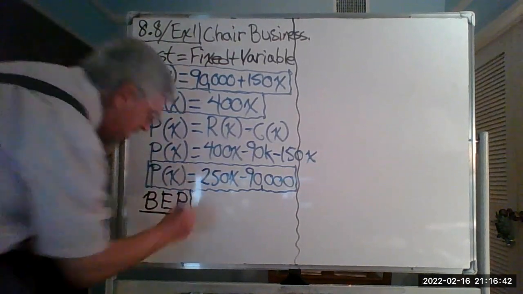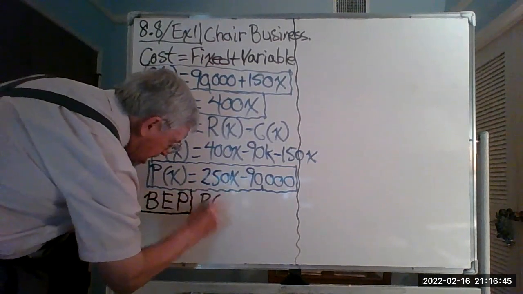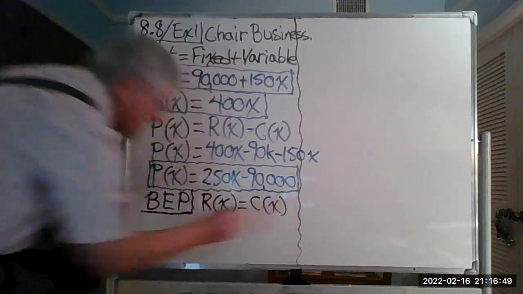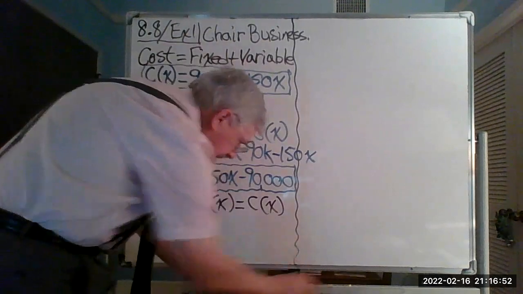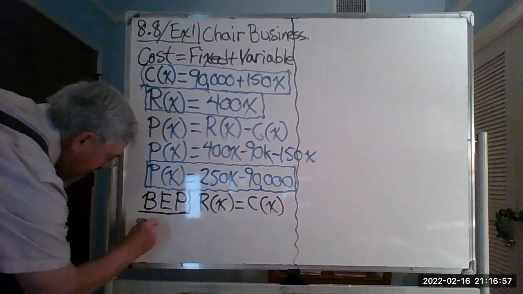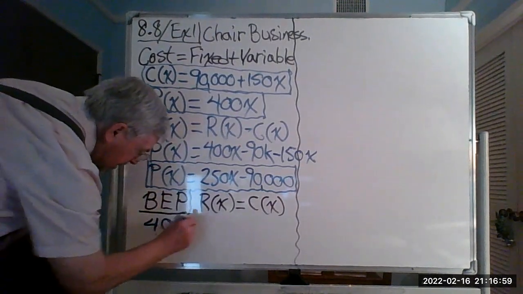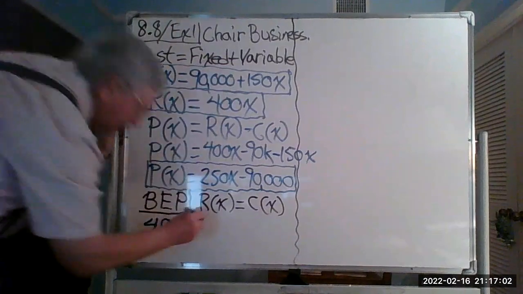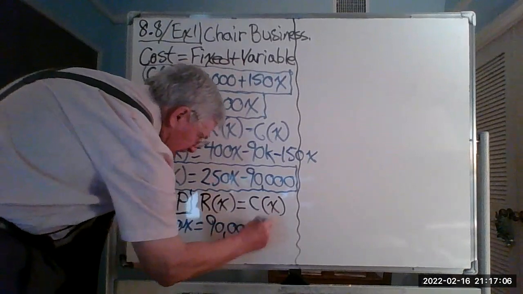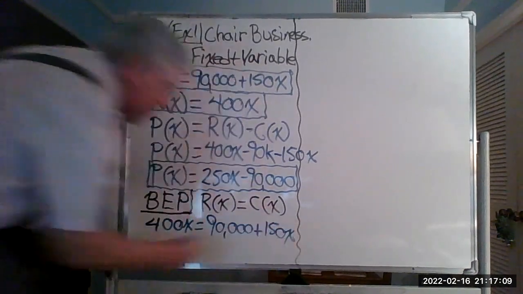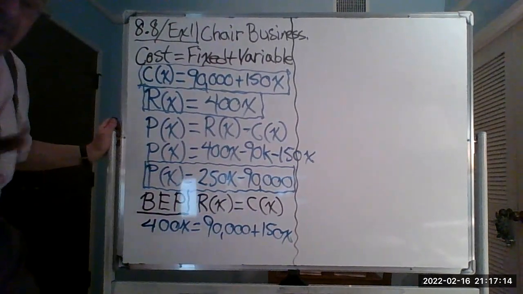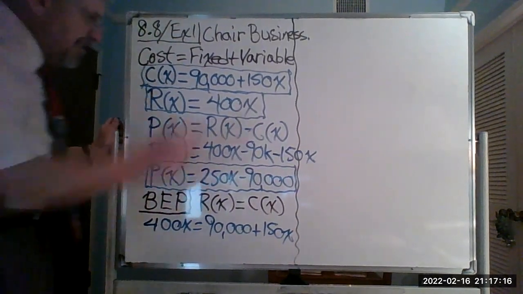Remember, at the BEP, R of X equals C of X. Simple. So my revenue function is 400X equals 90,000 plus 150X. So notice, I just have one variable and one unknown. I can solve for X. Hot dog. Let's continue it up here.